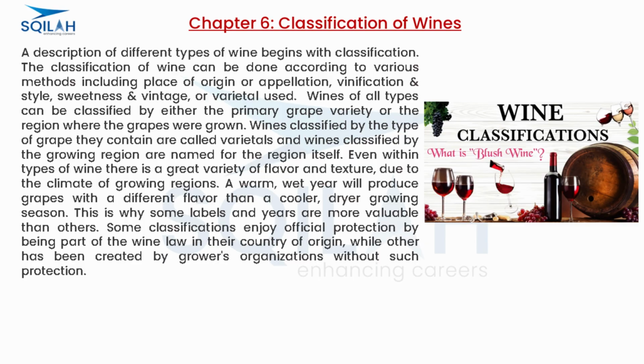Even within types of wine, there is a great variety of flavor and texture due to the climate of growing regions. A warm, wet year will produce grapes with a different flavor than a cooler, drier growing season. This is why some labels and years are more valuable than others. Some classifications enjoy official protection by being part of the wine law in their country of origin, while others have been created by growers' organizations without such protection.